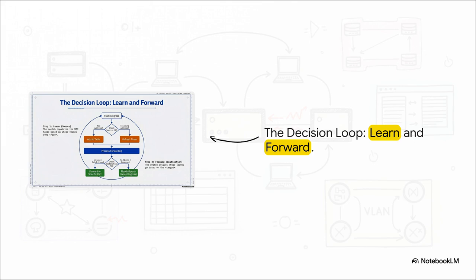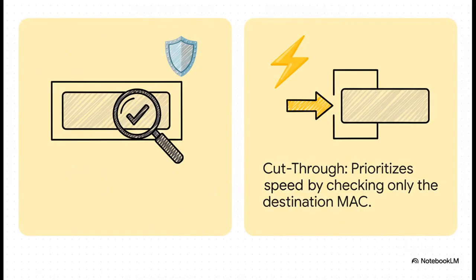Step 2, it forwards. The switch looks at the destination MAC address. If it finds that address in its table, it sends the frame only to that specific port. Super efficient. And if the destination is a total mystery, well, it does the only thing it can. It floods the frame out of every other port, kind of like shouting into a crowd and hoping the right person hears you. And even that forwarding step has a choice.